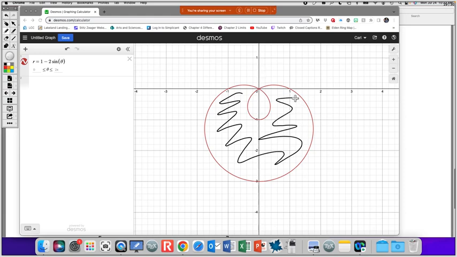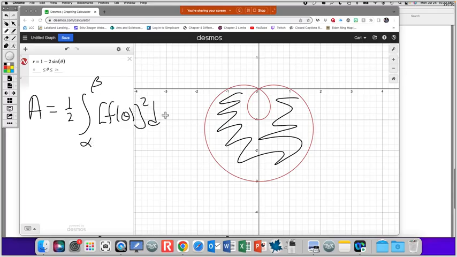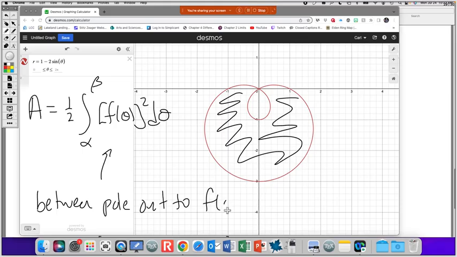Now here's the thing with the area between the loops. When you do this area formula, this is specifically between the pole out to the f of theta. You with me? We're always going from the pole out. So here's what we got to do.